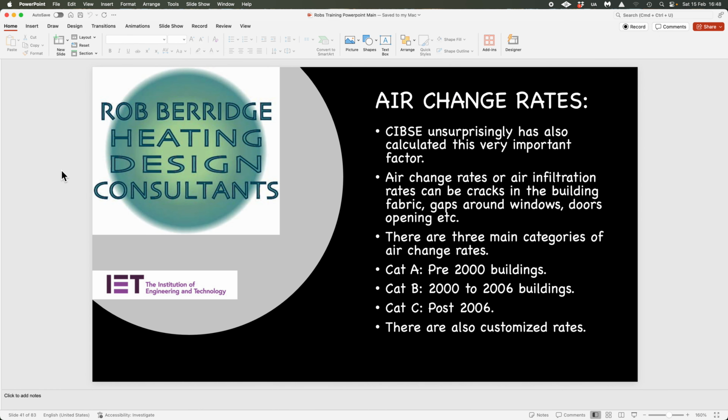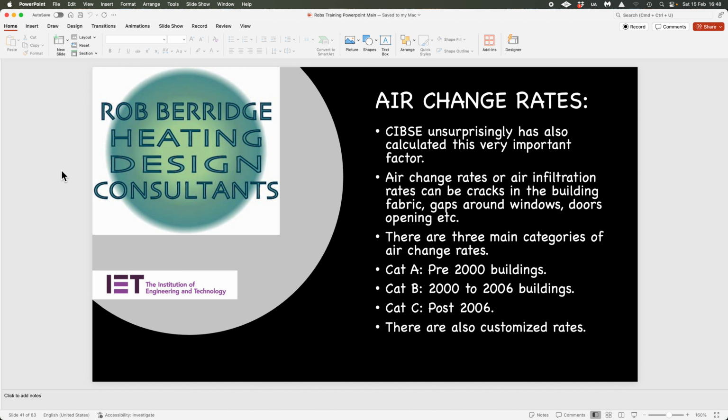So here we have a list of standard air change rates that are straight from the CIBSE guide. We have 3 different categories at the moment. We have a category A, which is pre-2000, so any buildings that were built before 2000, and the air change rates that were calculated by CIBSE at that point in time, and that was part of the building regulations.